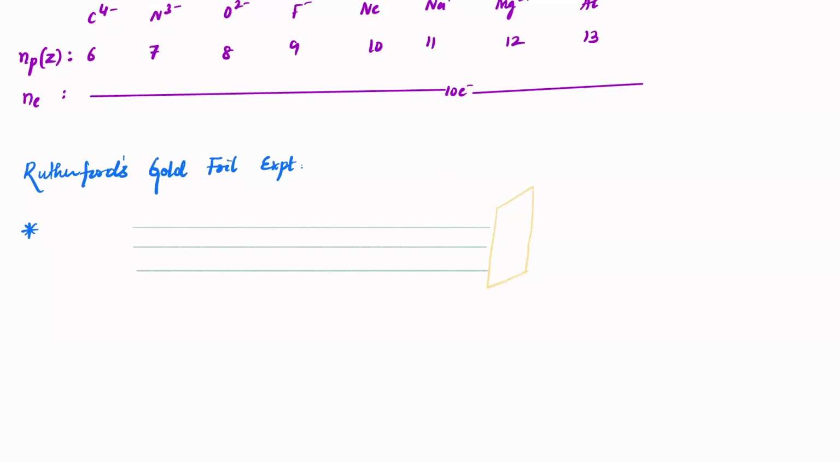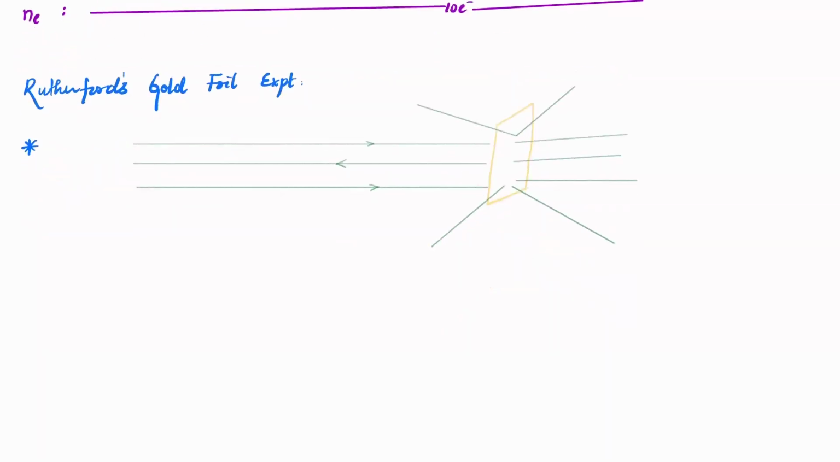It has been observed that most of the alpha rays penetrated through it, but very few got deflected like this. In fact, some of them even bounced back like this, and one of the alpha rays even bounced straight back. This is the kind of observation we saw from Rutherford's gold foil experiment. So what has been found here is most of the space is empty.